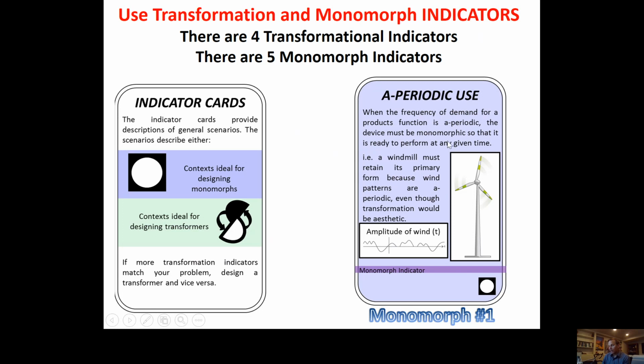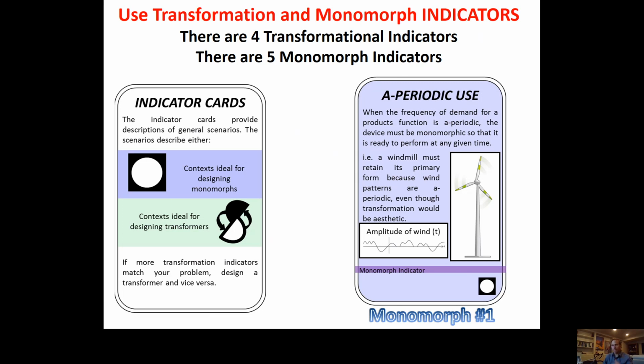So a device that uses aperiodic use, and you can't predict when it's going to be used, when it's going to need to be available, should be a monomorph. So this great example is a wind turbine. You don't know when the wind is going to pick up. So you want that wind turbine to be ready to capture wind whenever the wind starts blowing. If it's transformed into some other shape and a gust of wind comes by the time you've realized it and transformed back into a windmill, you may have missed it, it's too late. So you wouldn't want to use a transformer in that scenario.